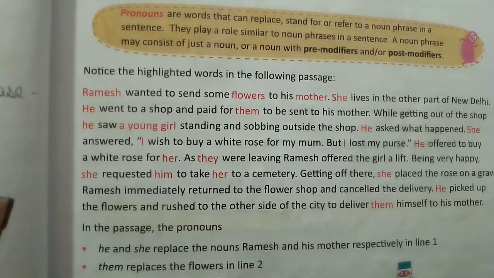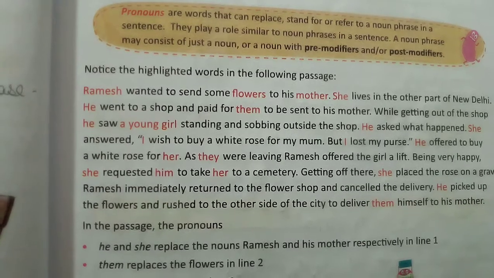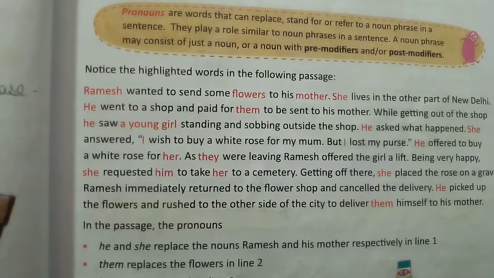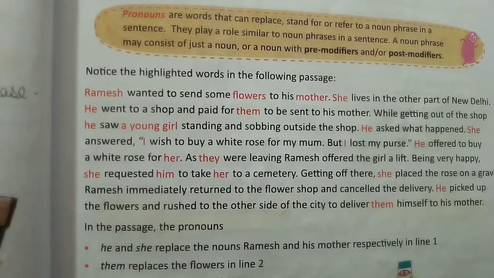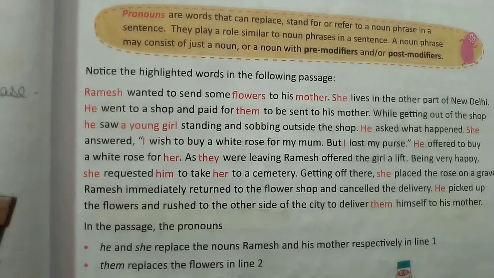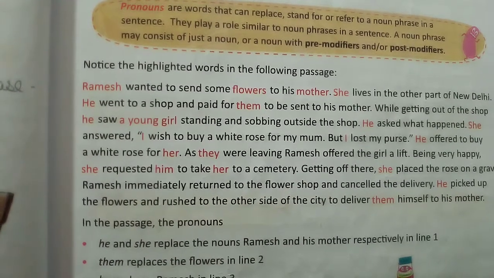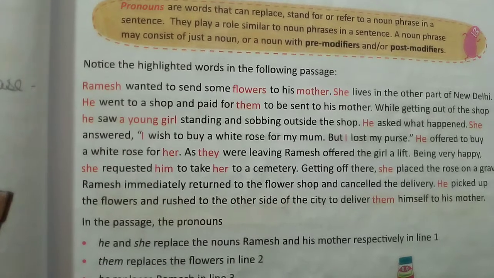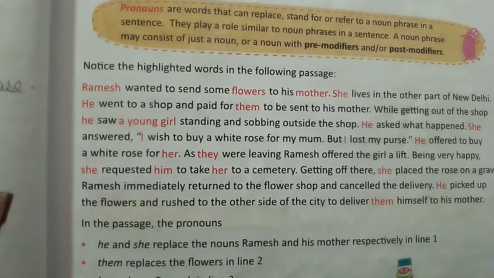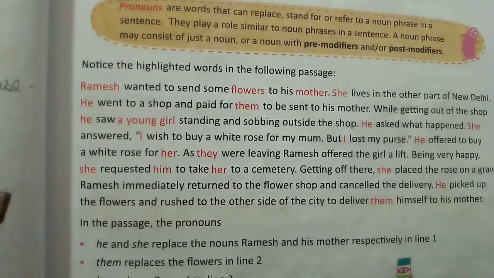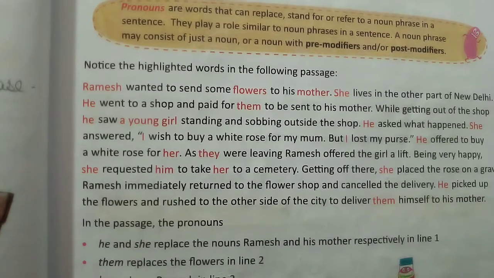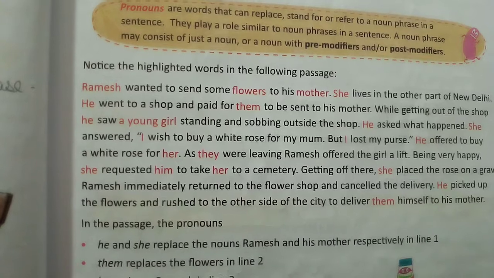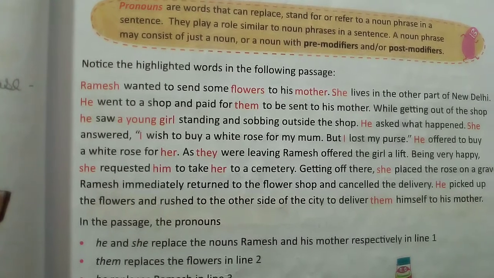Then while getting out of the shop, he, Ramesh, saw a young girl standing and sobbing outside the shop. He asked what happened. He, who asked? Ramesh. She answered. Now who answered? A young girl. We could also have used here "the young girl answered," but just to avoid the repetition of the noun or a noun phrase, we use the pronouns. So a young girl is a noun phrase, and now it has been replaced by she answered.